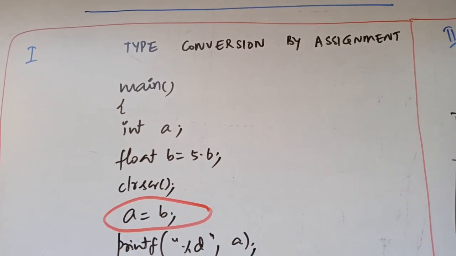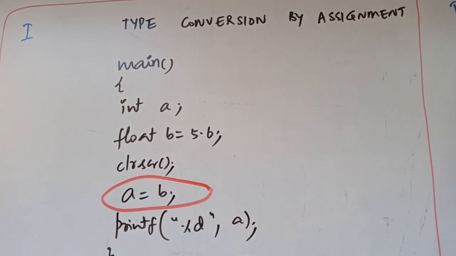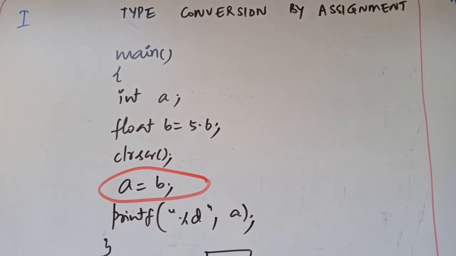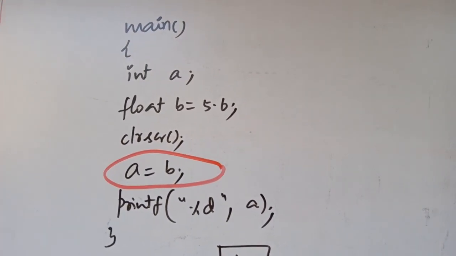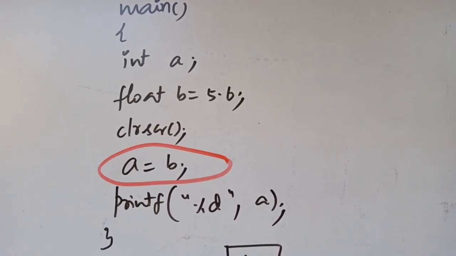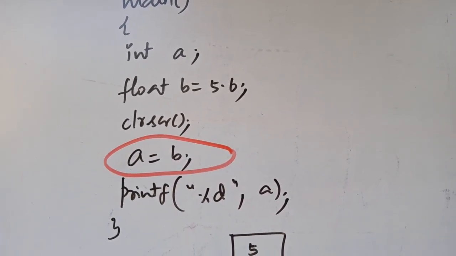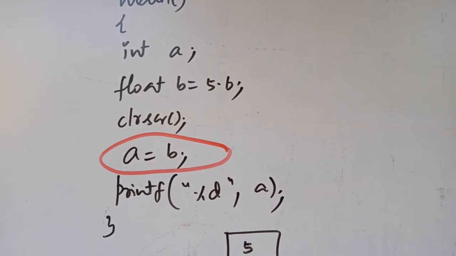One is type conversion by assignment. As you know, assignment operator. Look at this program. We have two variables here. One is declared as integer, one is declared as float. B is equal to 5.6. Look at the assignment statement.